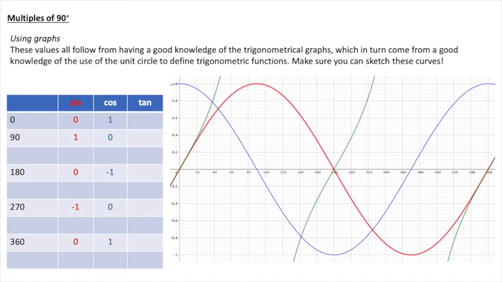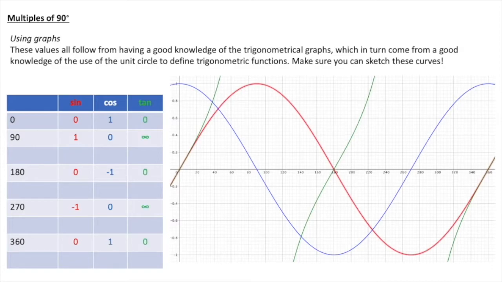For cos, it starts at 1, falls to 0 for 90 degrees, carries on falling down to -1 for 180 degrees, and then climbs back up to hit 0 at 270 and 1 at 360 degrees.